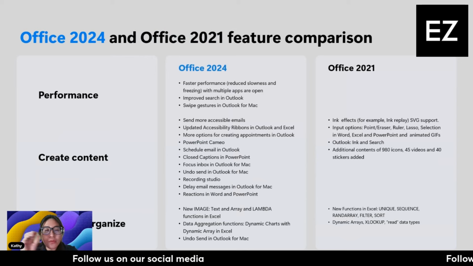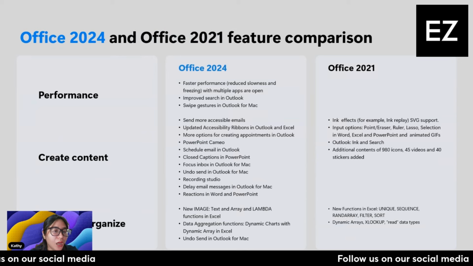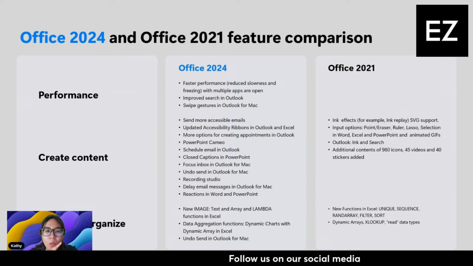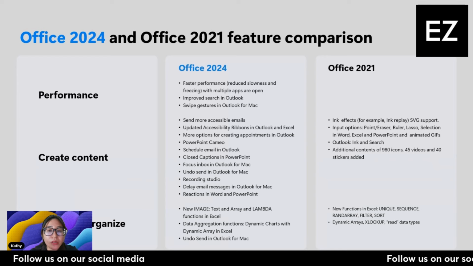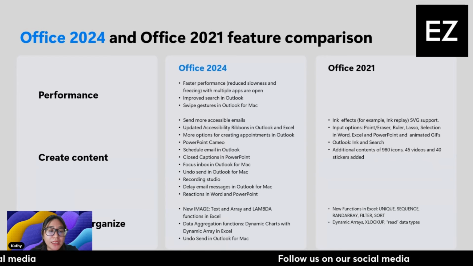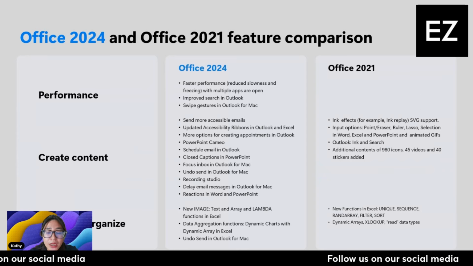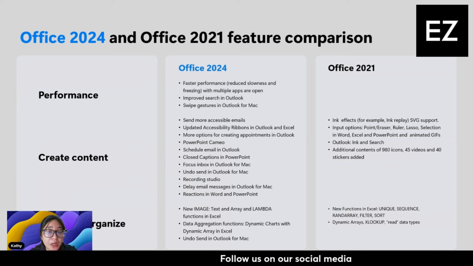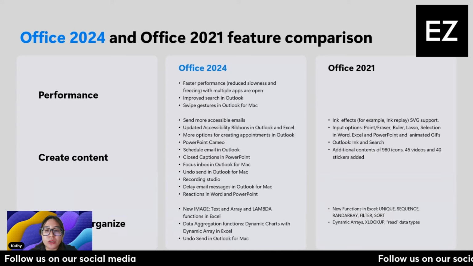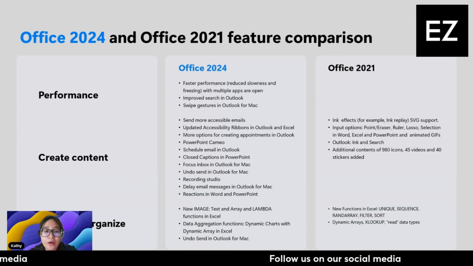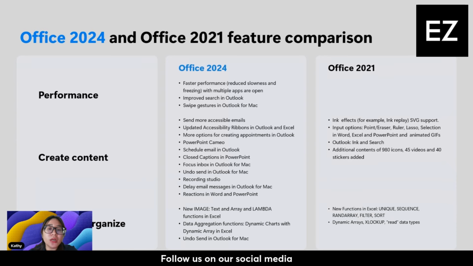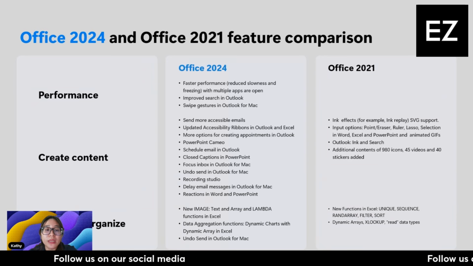Okay, so let's do a little feature comparison. Of course, because you're wondering, why should I get the new Office 2024 if I have an older version? Maybe you're using 2021 or something even older. Definitely the newer versions would have their new updates. You can see 2024 would have faster performance, especially when you have multiple apps open. So if you are a multitasker and you are consistently jumping between apps to get your work done, with Office 2024, it's actually a lot faster. You would have reduced slowness and freezing.